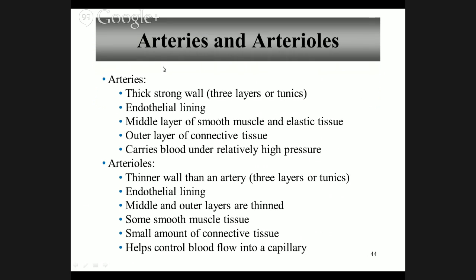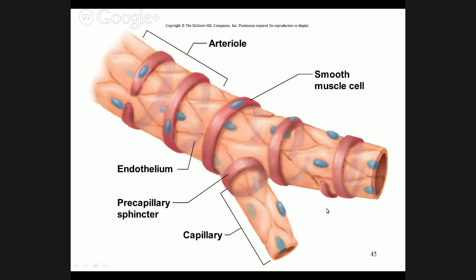Arteries and arterioles. The arteries have, like I said, a thick, strong wall, 3 layers or tunics: an endothelial lining, the middle layer of smooth muscle and elastic tissue, and an outer layer of connective tissue, and they carry blood under relatively high pressure, while the arterioles have thinner walls. They have an endothelial lining as well. The middle and outer layers are thinner. They have some smooth muscle tissue and a small amount of connective tissue, and they help control blood flow into a capillary. And here's an arteriole.